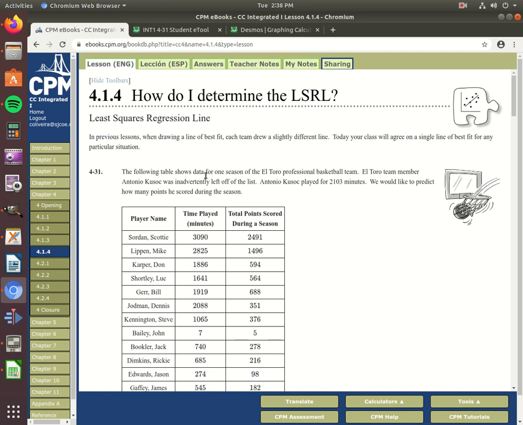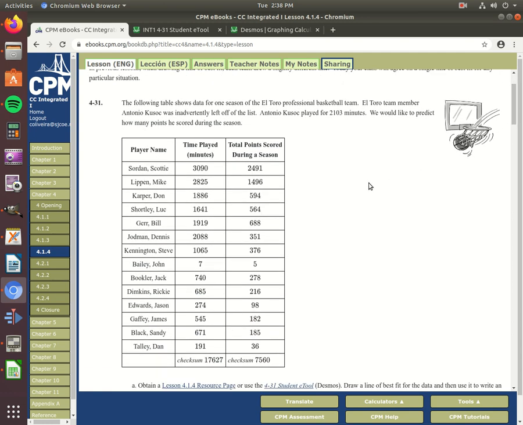So the following table shows the data for one season of the El Toro professional basketball team. And if you guys recognize the Chicago Bulls here, it's probably not surprising. El Toro team member Antonio Kusic was inadvertently left off the list. Antonio Kusic played for 2,103 minutes. We would like to predict how many points he scored during the season.